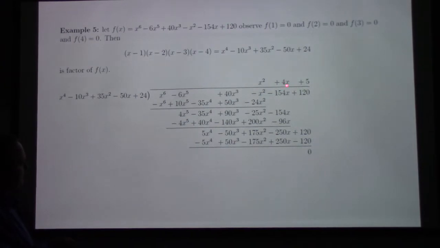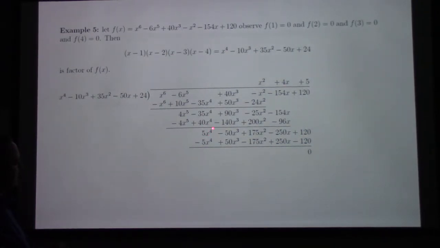So 4x times these things gives me those things. 4x times x to the 4th gives me 4x to the 5th. 4x times minus 10x cubed gives me minus 40x to the 4th. And then I'm distributing the minus through here. 4 times 35 is 140, and that's why I've got this 140x cubed there. 4 times 50 gives me 200, right? 4 times 24 is 96, so you got that, right? And then you subtract these, you're left with a 5x to the 4th.